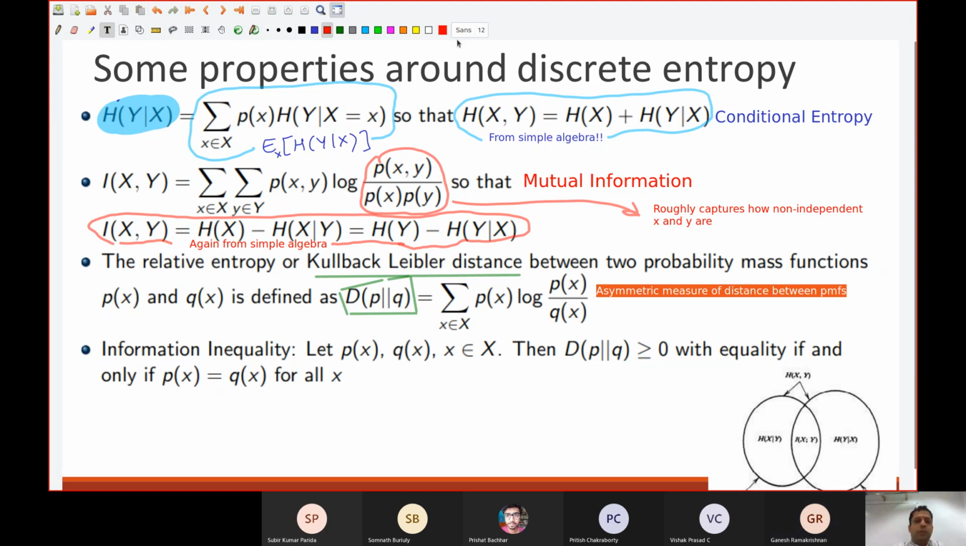So it's between two probability mass functions. It's asymmetric because it's saying p of x into log of p of x divided by q of x. So this is basically an expectation. Think of it as the expectation with respect to the distribution p of log of p of x divided by q of x. You can also write it as a difference, log of p of x minus log of q of x. That's another way of writing it.